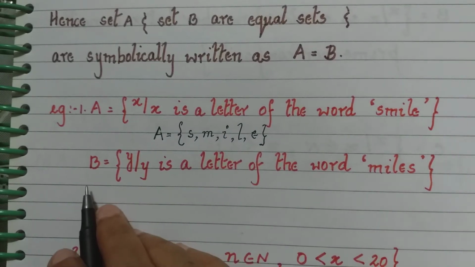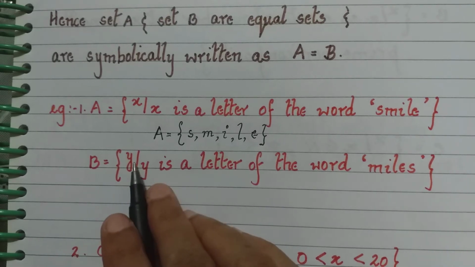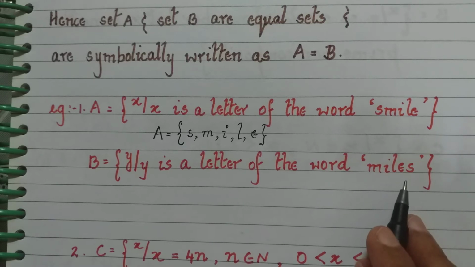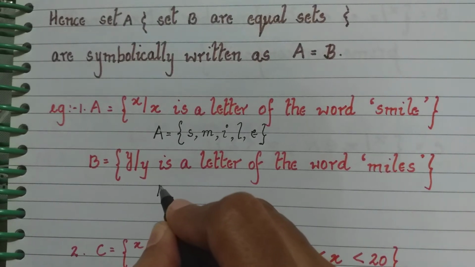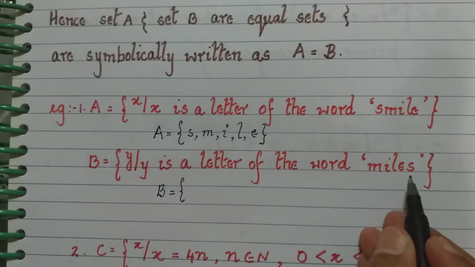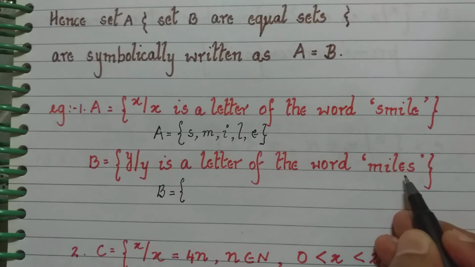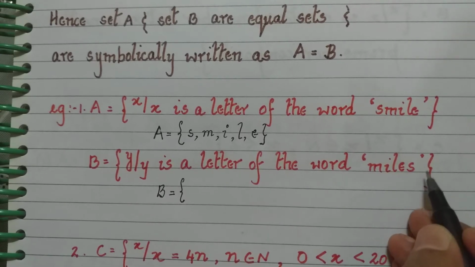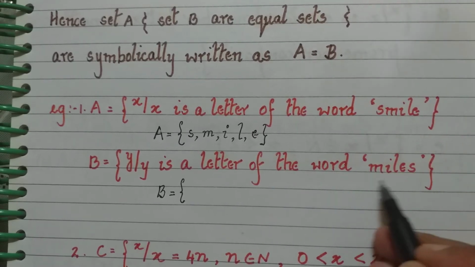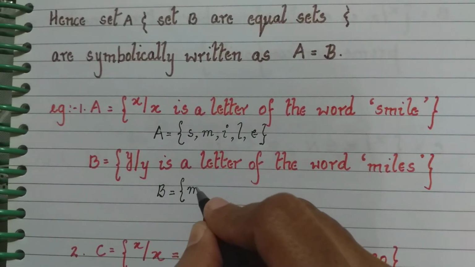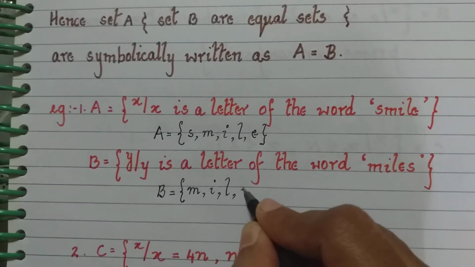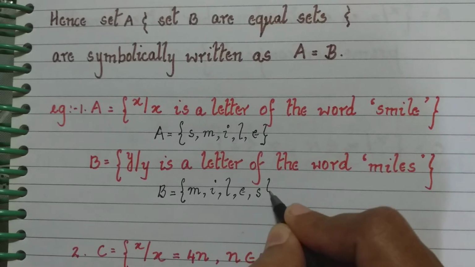Going to the next set, that is set B. B is a set of all y such that y is a letter of the word miles. So B is equal to, it will have the letters of this word, that is M, I, L, E and S. Notice that in both these words there are none of the letters which are repeating inside it itself. So therefore we can write them directly M, I, L, E and S.